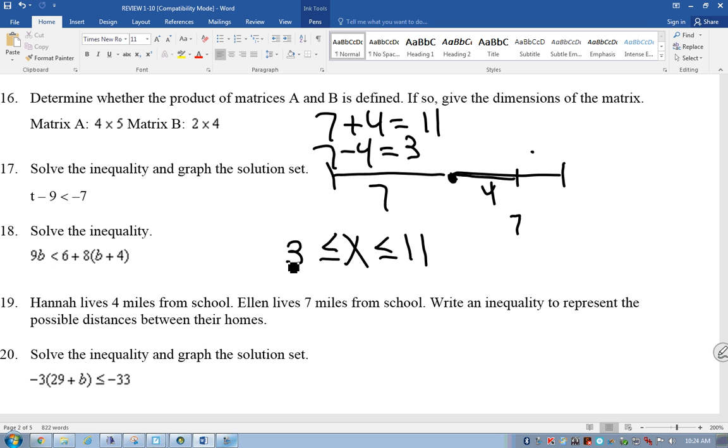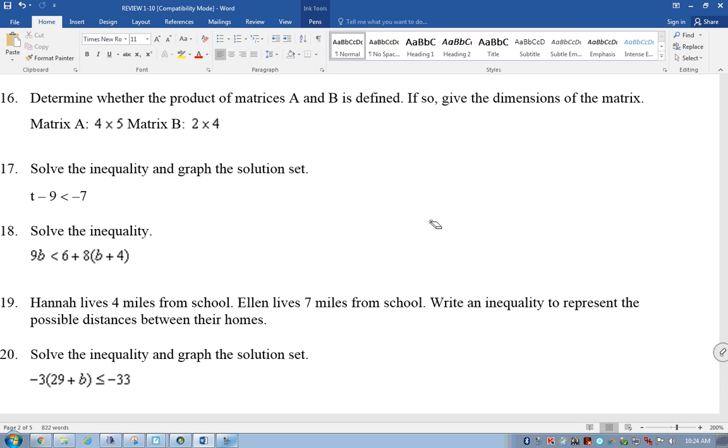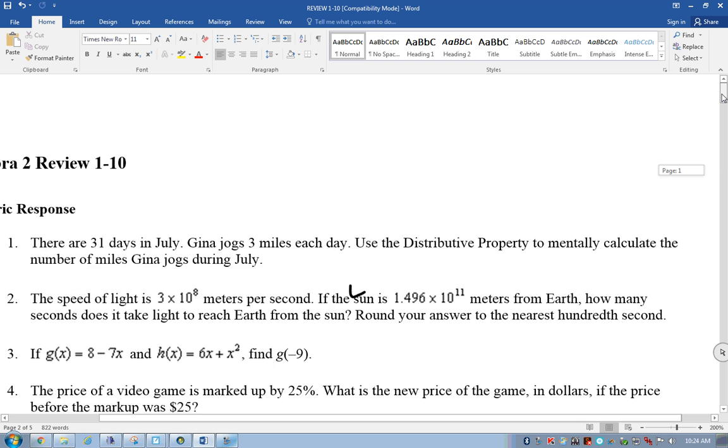Does this make sense? Great. That was 19, leaving us with just a couple left on the small scale. I think these are really just ones that only maybe 1 or 2 people missed. Let's go back up to number 1.